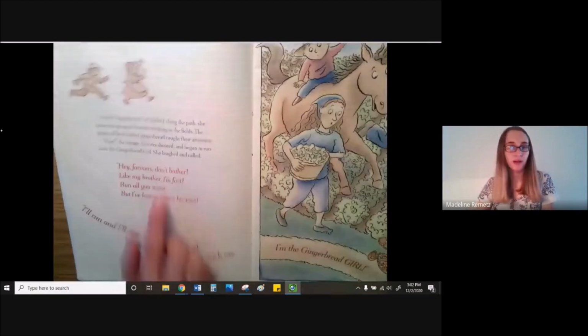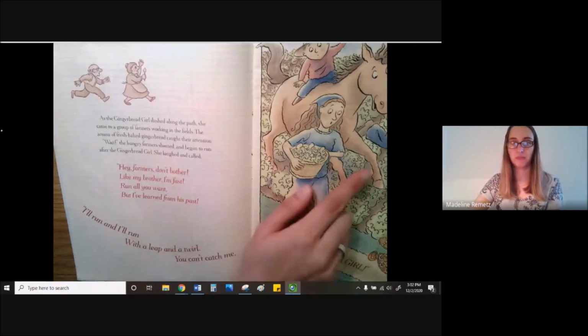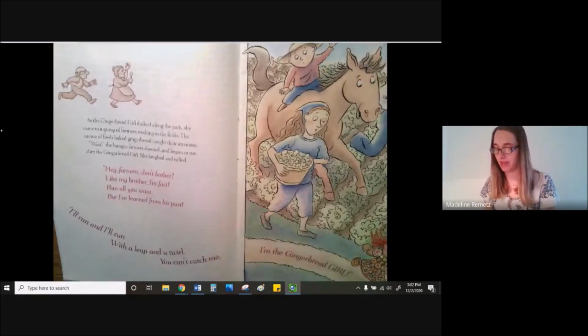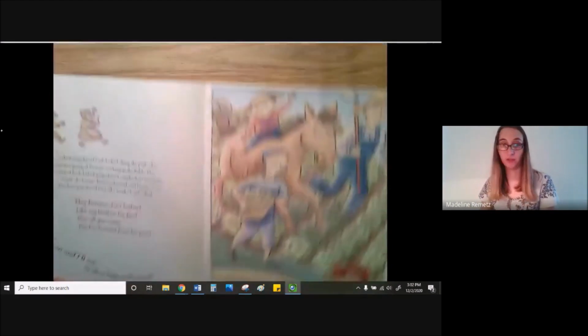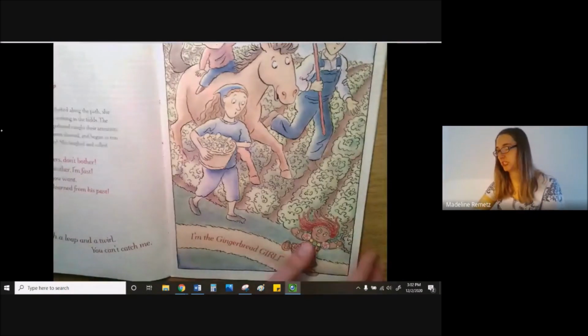Ooh, so remember how he said he'd rather run than be their snack? She has a little quote too that she says to the people chasing her. "Don't bother, like my brother, I'm fast. Run all you want, but I've learned from his past." So she's learned to keep running and not trust that fox.